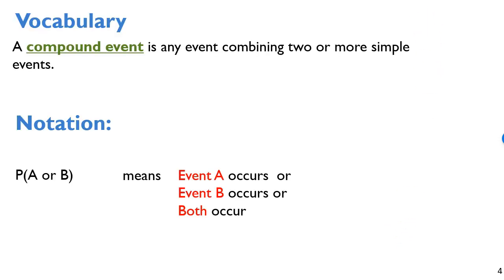In this video, we're going to be talking about compound events. A compound event is any event combining two or more simple events. And the notation that we use for a compound event is the probability of event A or B, which means the probability that event A occurs or event B occurs, or that both event A and B occur.